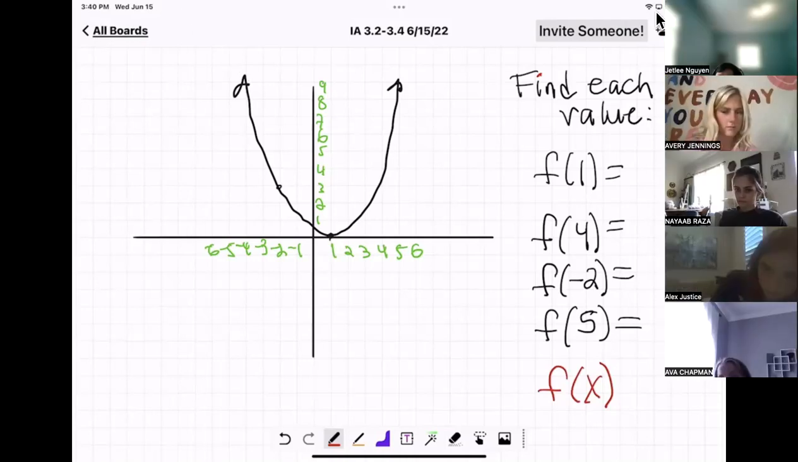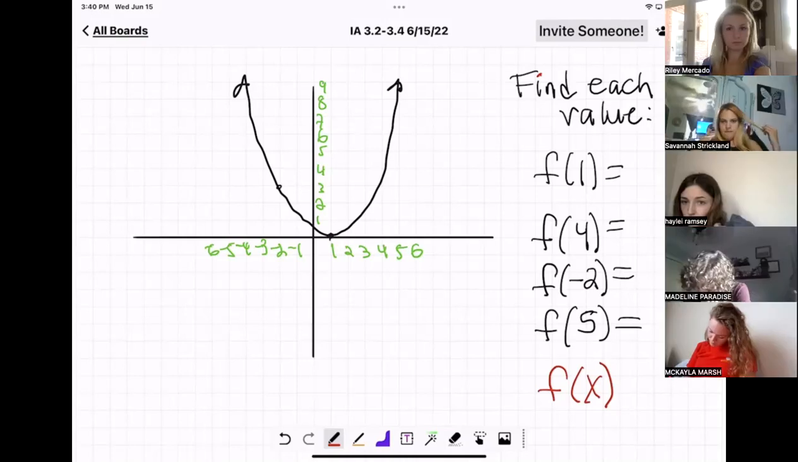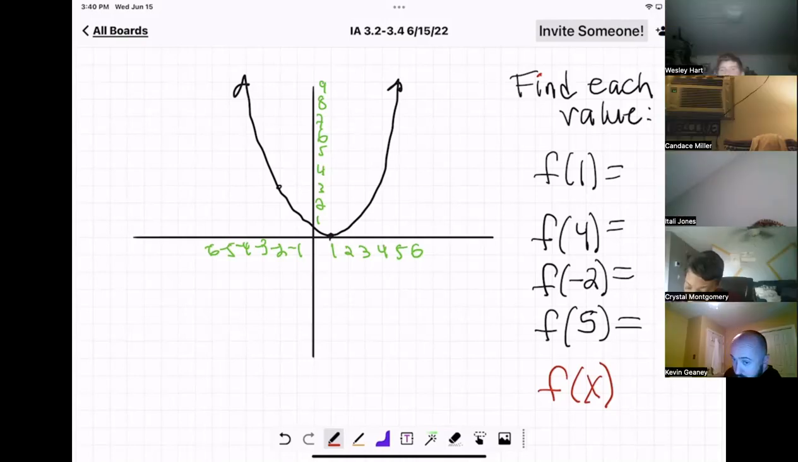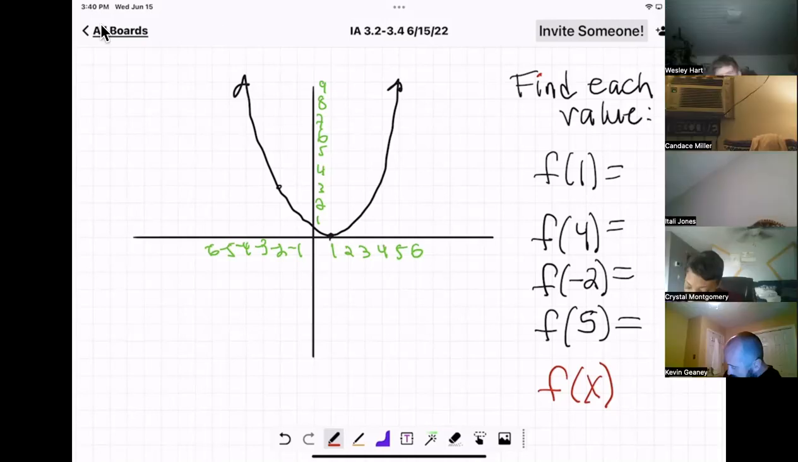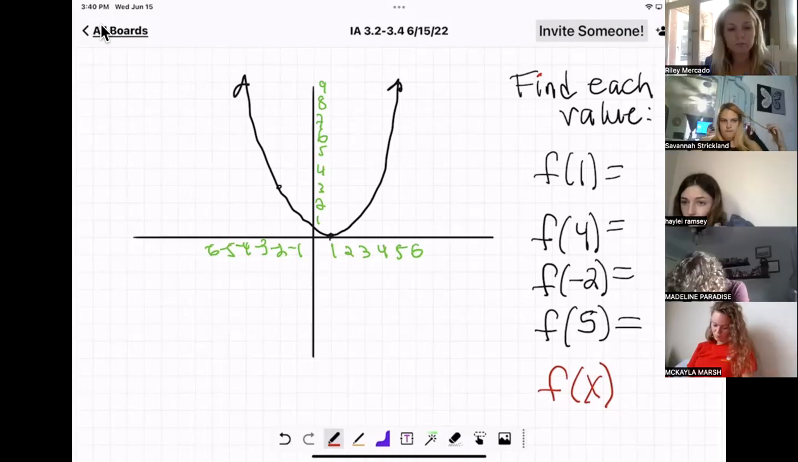I got some people still writing. I know some of you are done. Just wait one second. Make sure everyone's with me. I remember when I was in school, I had trouble with this. It's like, what are they talking about? I don't get it. I just really didn't get it. So hopefully I can explain it so you get it.